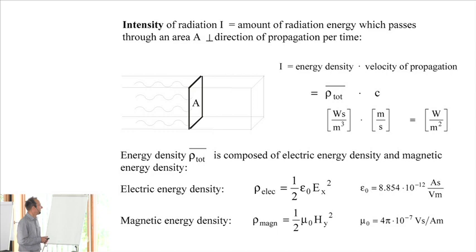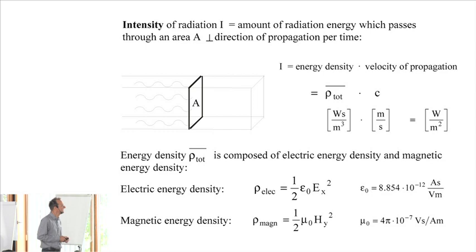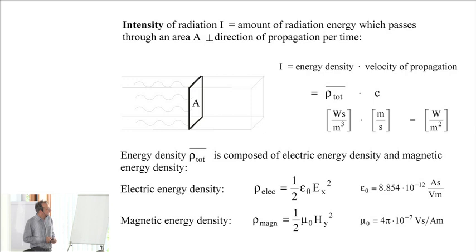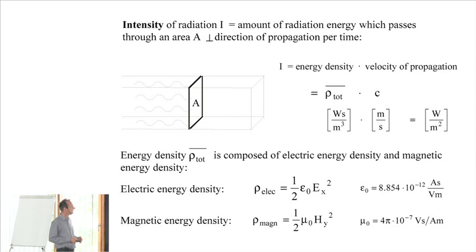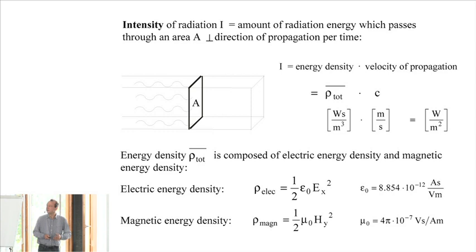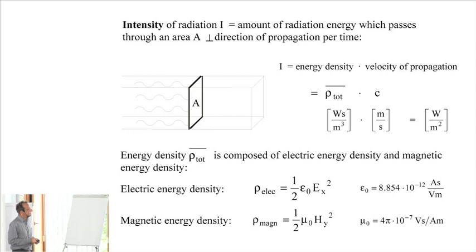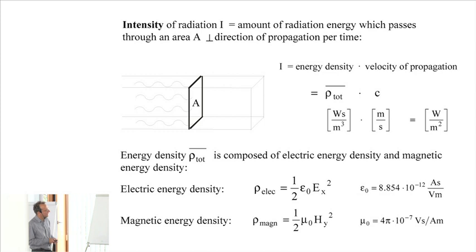This total energy density is composed of an electric energy density and a magnetic energy density. The electric energy density is 1/2 epsilon zero times Ex squared, and epsilon zero is given here. So this is in the SI system. The magnetic energy density is 1/2 times mu naught times Hy squared, and mu naught is given here.